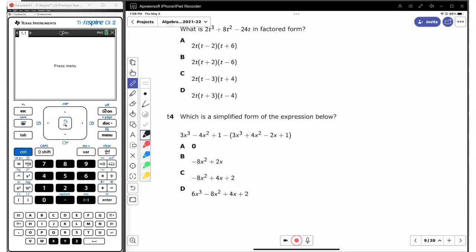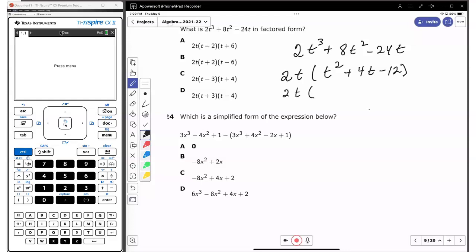Number 23, what is 2t to the third power plus 8t squared minus 24t in factored form? So we have 2t to the third power plus 8t squared minus 24t. You can factor a 2. You can factor a t, so you're left with t squared plus 4t minus 12.